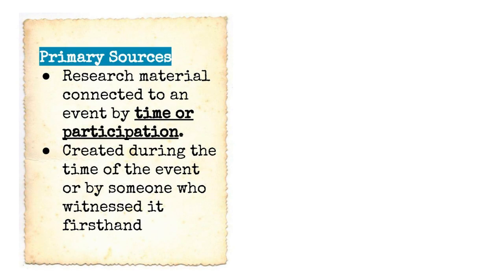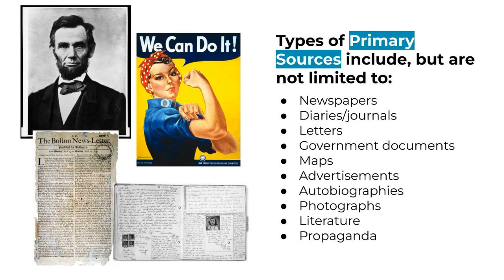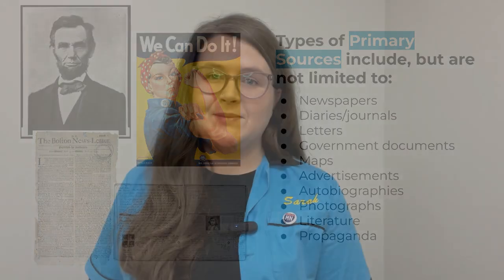Primary sources are connected to an event by time or participation. These authors have first-hand knowledge of or experience with an event. While primary sources may be a really exciting part of the historical research process, they are often most useful only when you have the background information that secondary sources can provide. There are many different types of primary sources, from visuals like maps, photographs, or drawings, to text-based sources like newspapers, diaries, or autobiographies. But let's go back to the three hats for a moment.